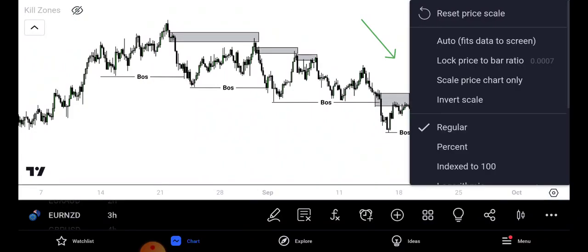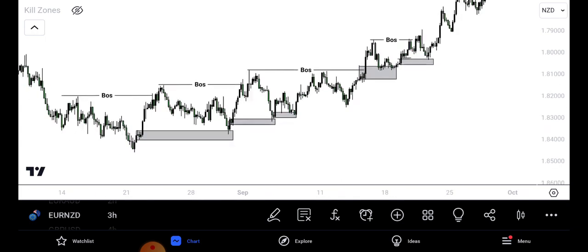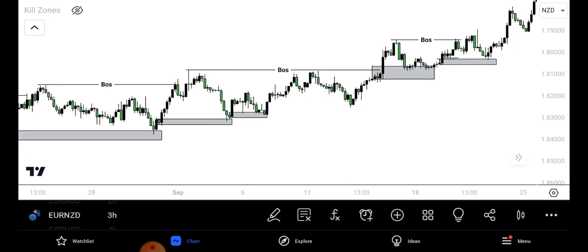So if I invert this, same thing applies, right? The market is breaking structure and coming back to fill up the imbalance and mitigate off the order blocks. Break structure, comes back to fill up the imbalance and mitigate off the order block.